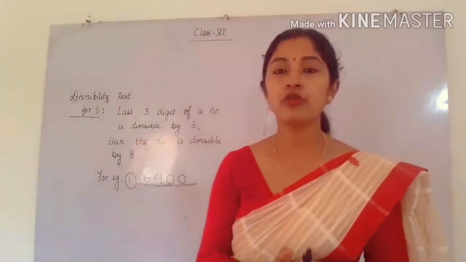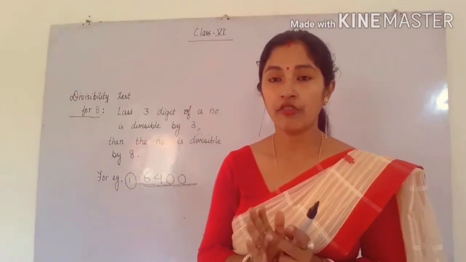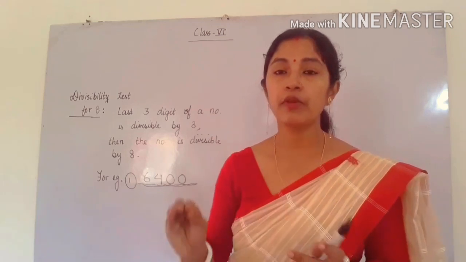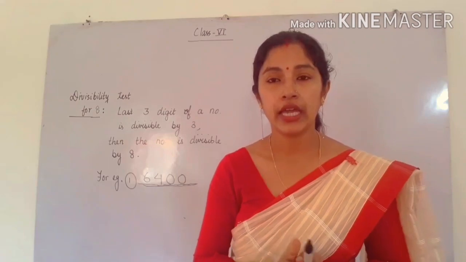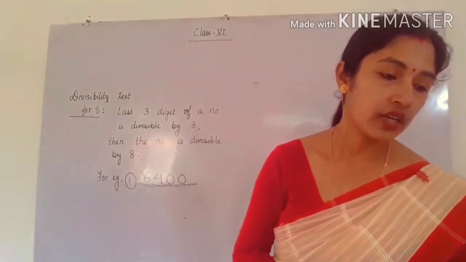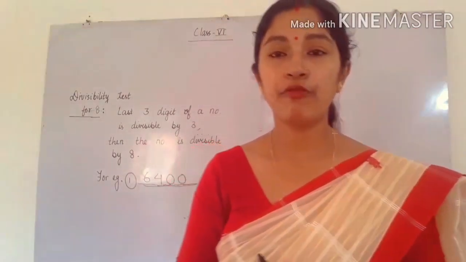Okay, you have to check the last 3 digits of a number. If the last 3 digits of a number are divisible by 8, that means the whole number is also divisible by 8. Okay. So next come to the divisibility test for 9.